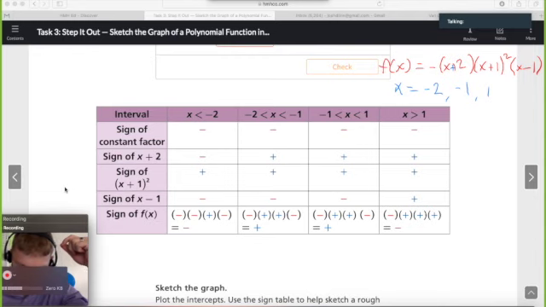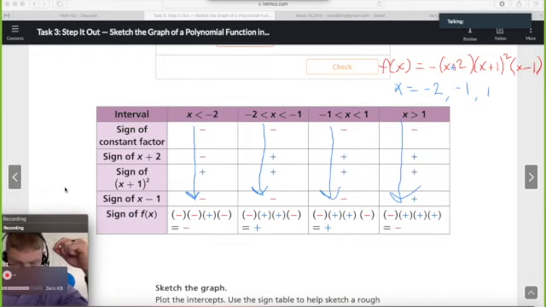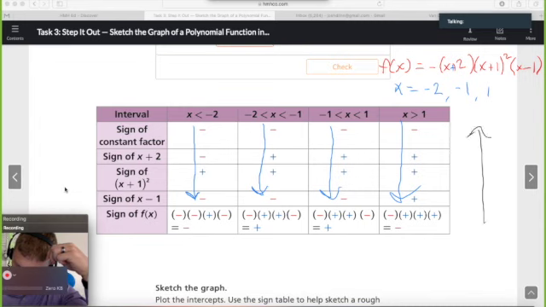So then we take all of these signs, multiply them together. And now we should be able to sketch the graph. So let's say I'm going to do it over here. Okay, so I've got negative 2, negative 1, and 1. And we'll sketch in green, because why not?